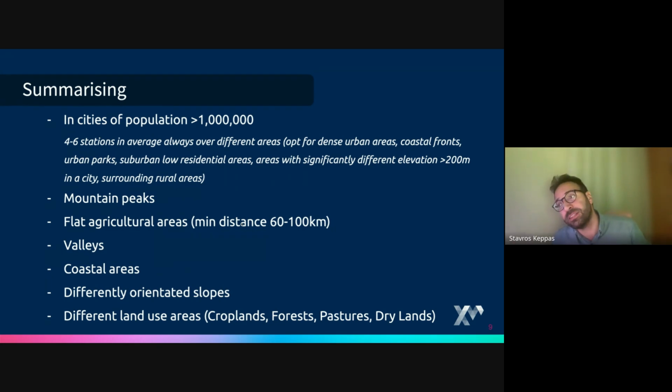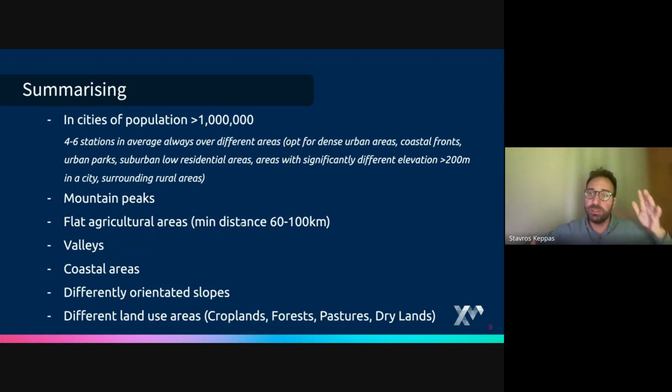Of course, flat agricultural areas should also be covered, but here we will have a really extensive flat area with fields. I would suggest something like a minimum distance between stations of 60 to 100 kilometers. Then, as I said, deploy also stations in valleys, along coastal areas as well.